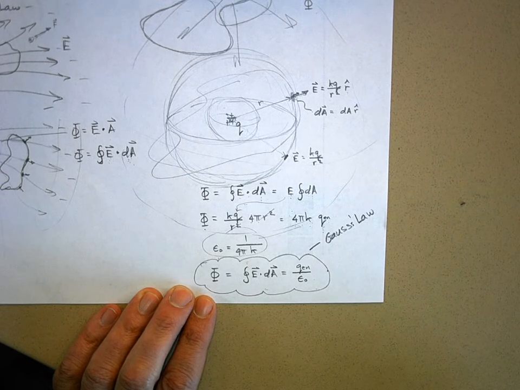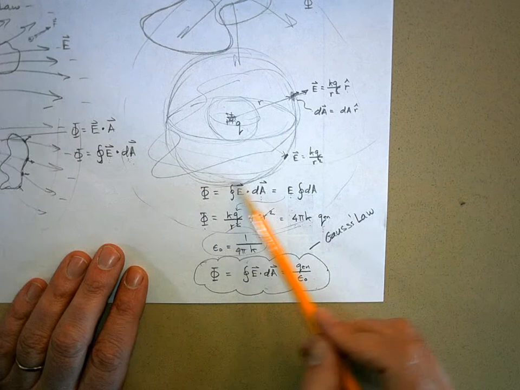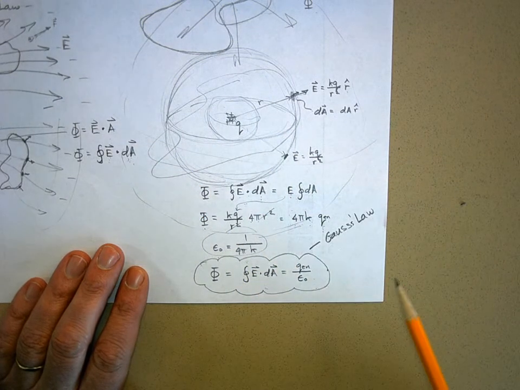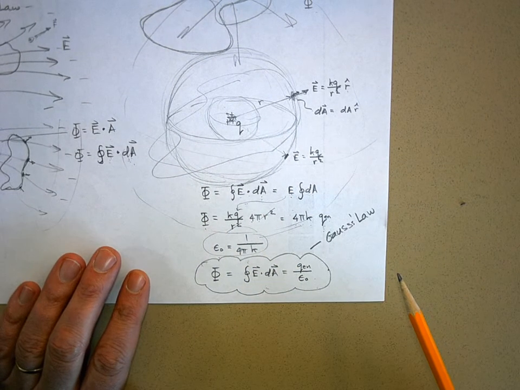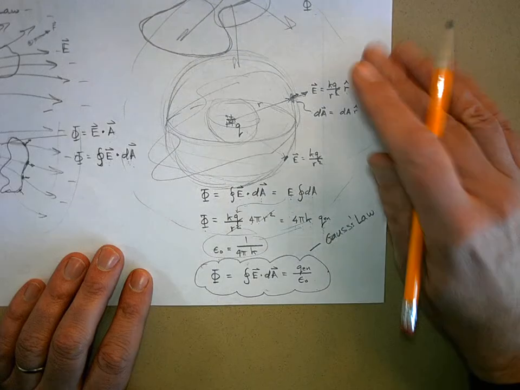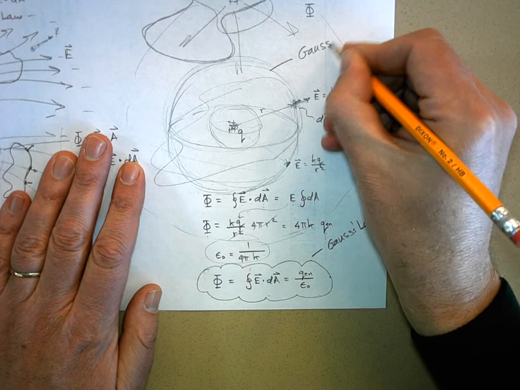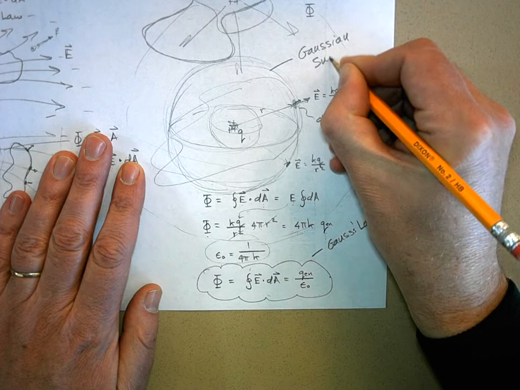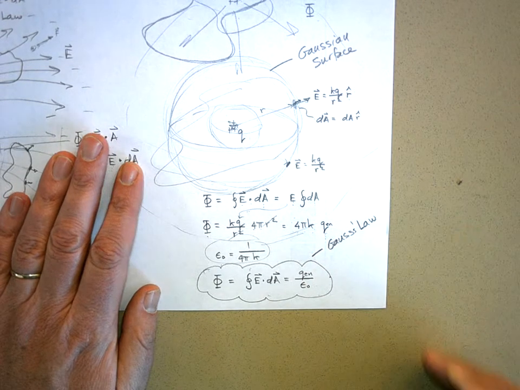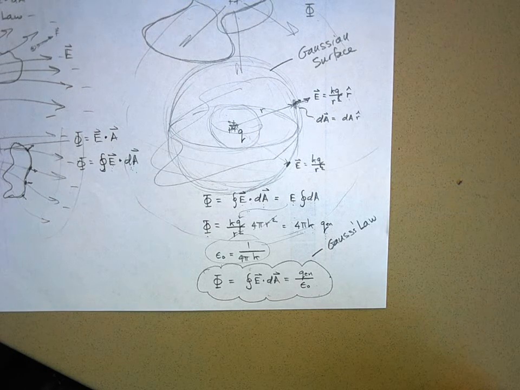Now, this shape that I enclose my charge with is called a Gaussian surface. So this right here is my Gaussian surface. Why is that such a big deal? The nerds are getting excited. Yes, the nerds are excited. Yes, so am I. All right, so go forth and use Gauss's law for good.